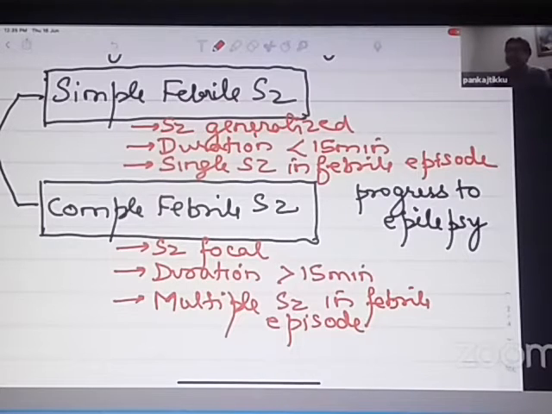Why are complex febrile seizures so important? As I told you, complex febrile seizures are important because complex febrile seizures can progress to epilepsies in the future. Apart from these three criteria which are given here, there was one more criteria that was given in the past. I don't think this criteria is now given in Ghai. Let me just tell you that criteria. What was that fourth criteria?